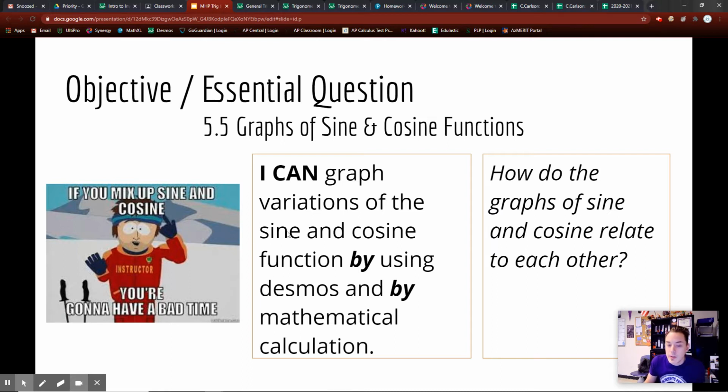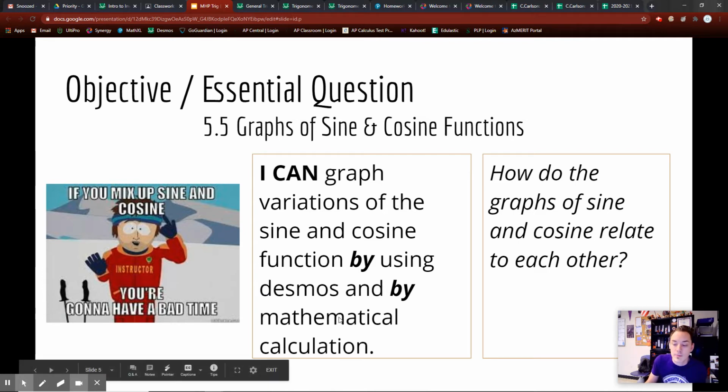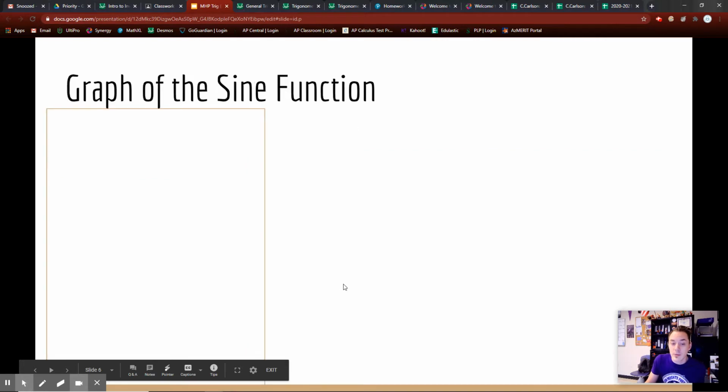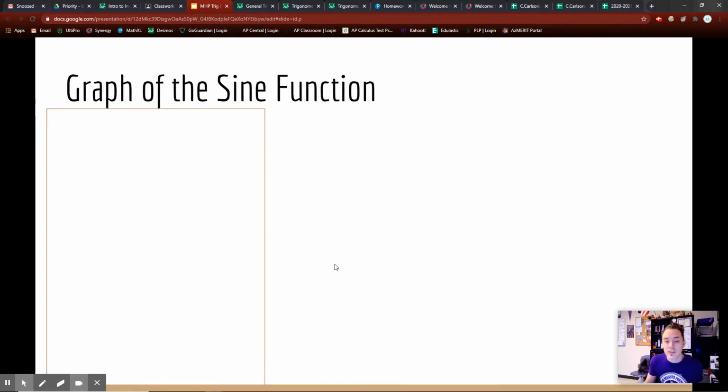All right, what we're going to be doing is just graphing. Hopefully you don't mix up sine or cosine, and that's really the main part. Don't mix them up. We're only going to be doing these. We're going to be using decimals, of course, and then we're also going to be just using straight up math by hand calculation. This is actually a really, really fun lesson. I really like going into the graphs of sine and cosine. So let's get started. What does the graph of sine look like?